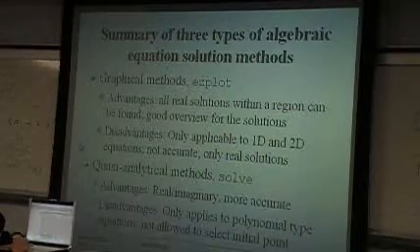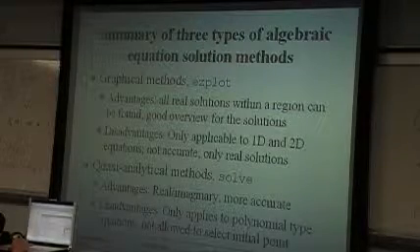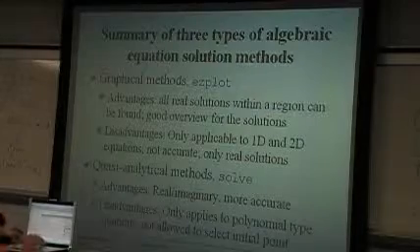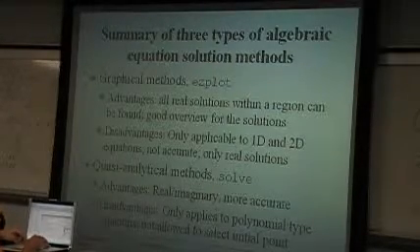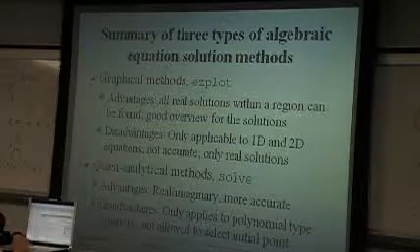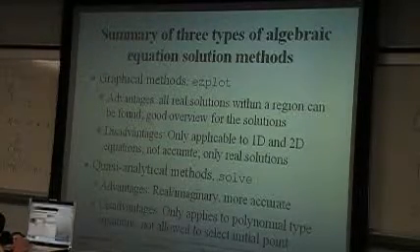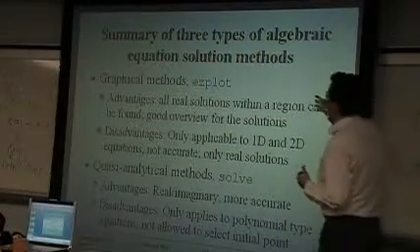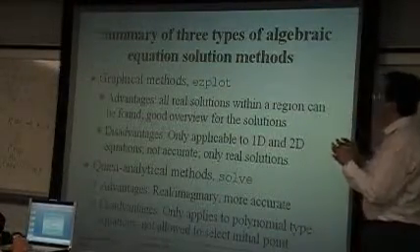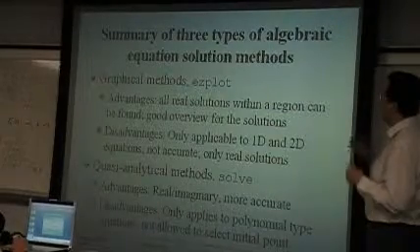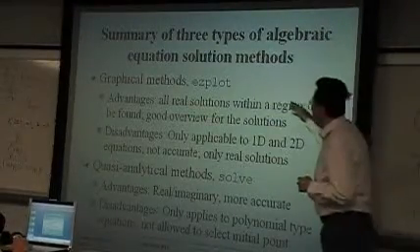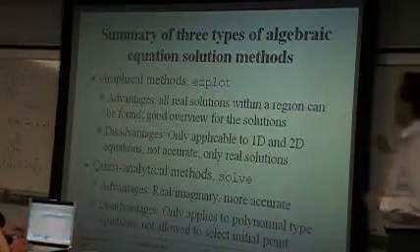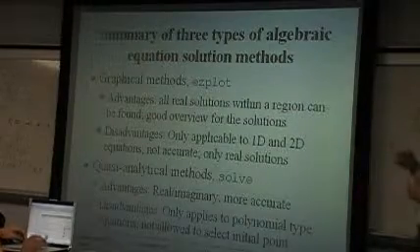Now we have to make a summary on the 3 types of solutions to nonlinear equations. We have mainly described 3 ways. One is by graphical method, the other one is by quasi-analytical method, and the other one is by numerical method. The advantages of graphical method is that we can show graphically, or in a visualized way, all the possible real solutions within the areas of interest. We can display all the solutions.